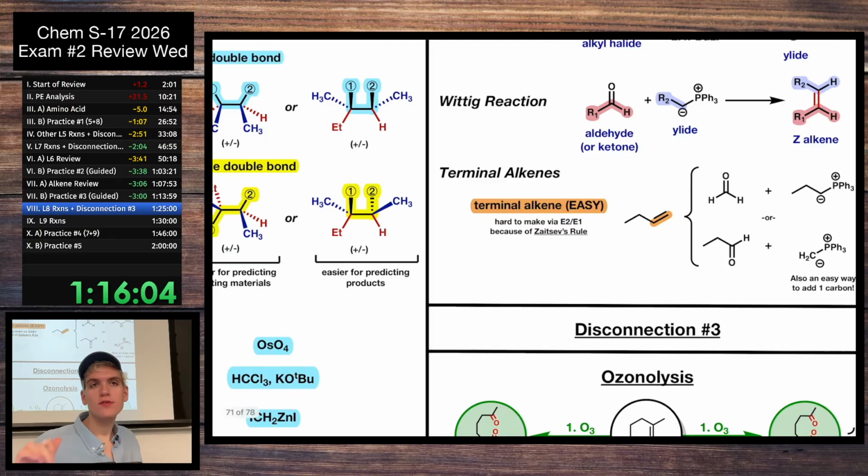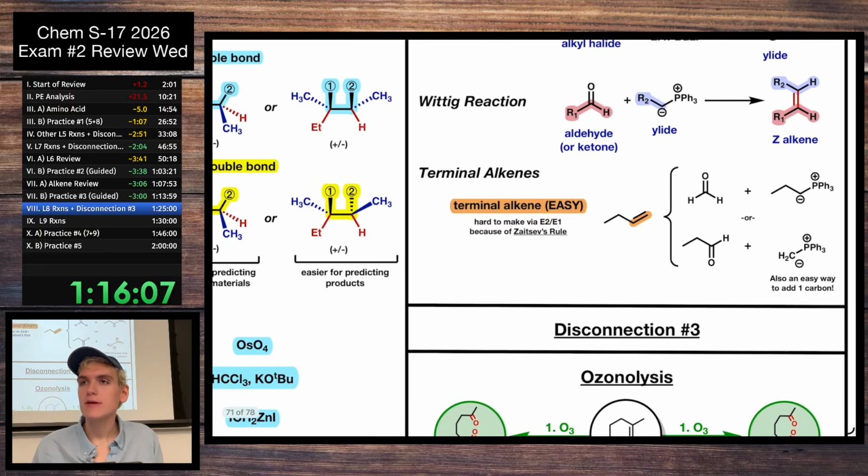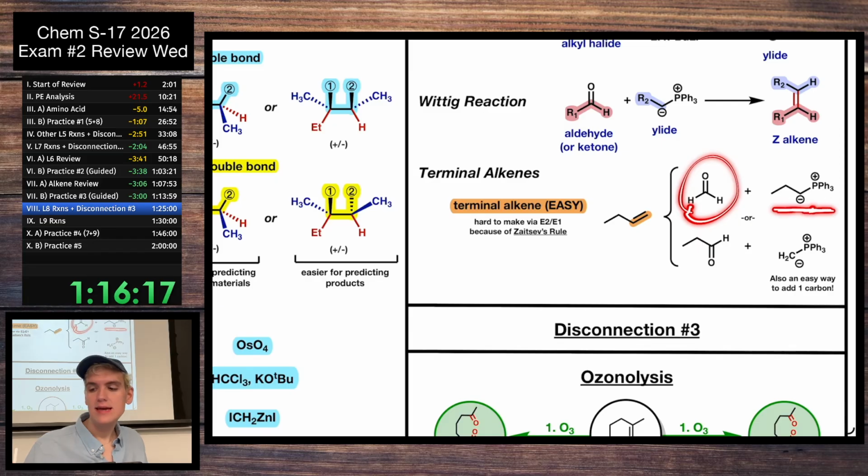The Wittig is also our most useful way of making terminal alkenes. Specifically, making a terminal alkene and adding a carbon is really useful. Because here we could have formaldehyde as our carbonyl, and we could have our normal ylide, and that's just going to add a single carbon down here like this. Or we could have a single carbon ylide, and that's just going to add a single carbon over here like this.